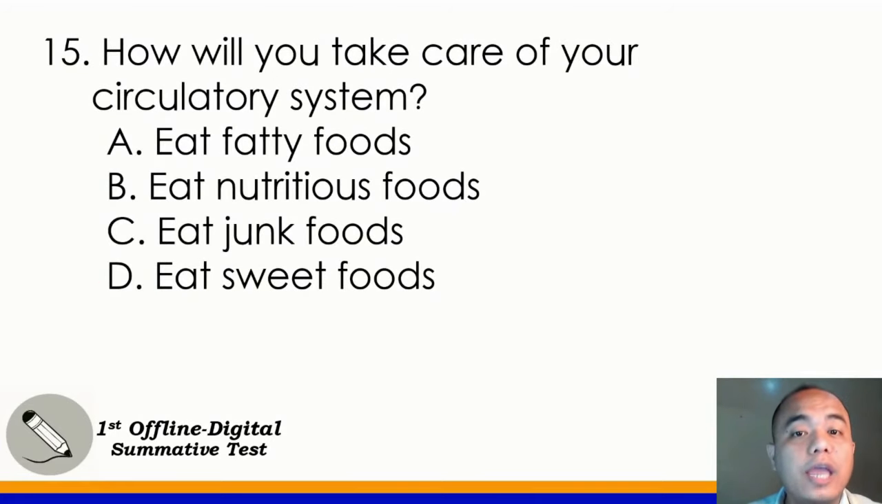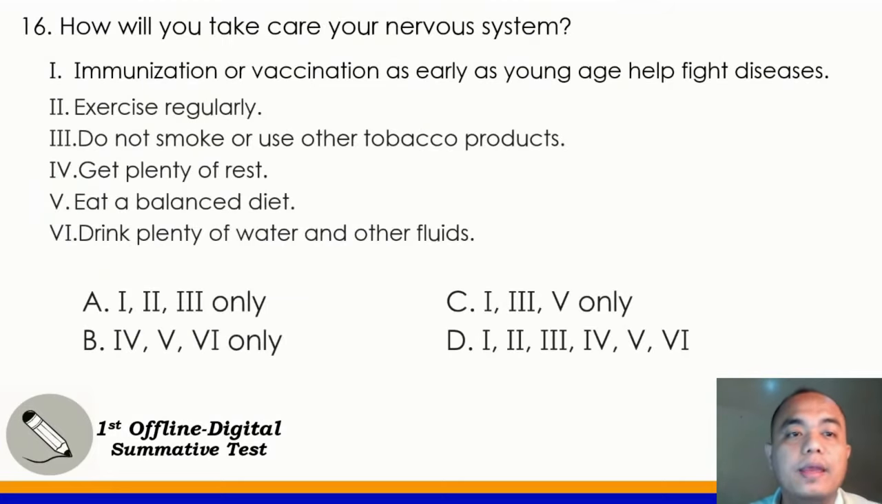Number 15. How will you take care of your circulatory system? A. Eat fatty foods. B. Eat nutritious foods. C. Eat junk foods. Or letter D. Eat sweet foods. The correct answer is letter B. Eat nutritious foods.